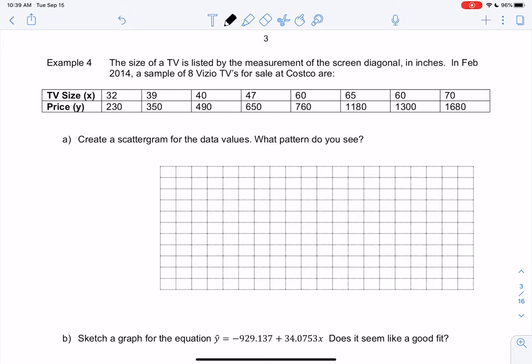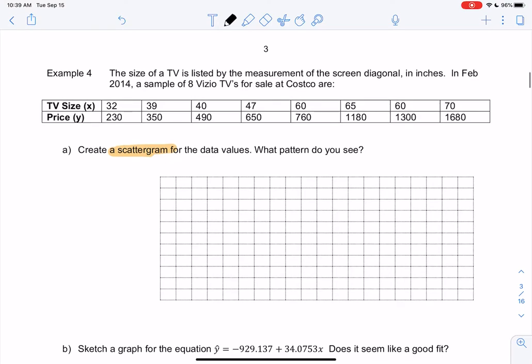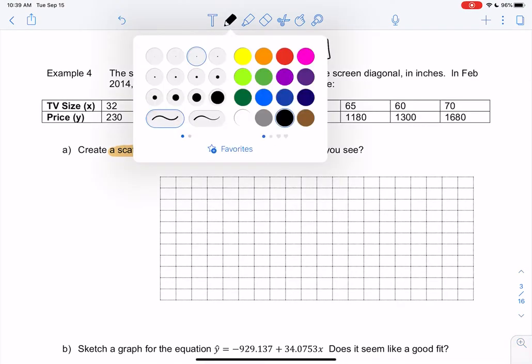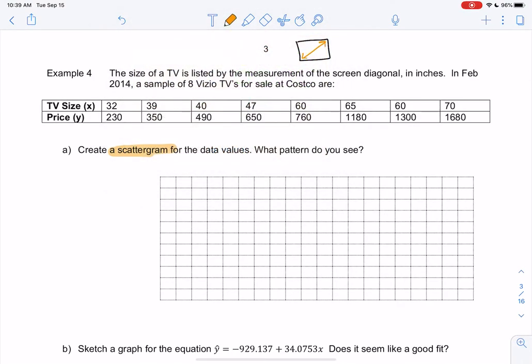Right, let's finish up section 4.1 with one more type of graph, and that's called a scattergram. So I'll just show you what a scattergram is as we go through the example. So we're looking at the size of TV. We measure that on the diagonal. We probably know this just from buying TVs, but maybe not, right? We're measuring the diagonal in inches. That's how they measure TVs. And then it's a sample of 8 Vizio TVs at Costco, and we look at the price.